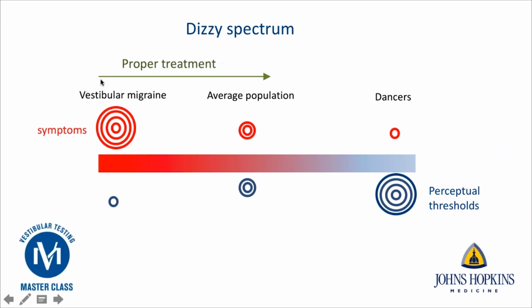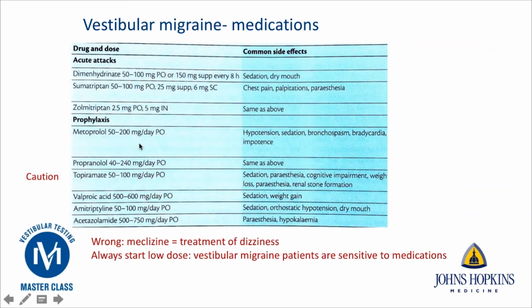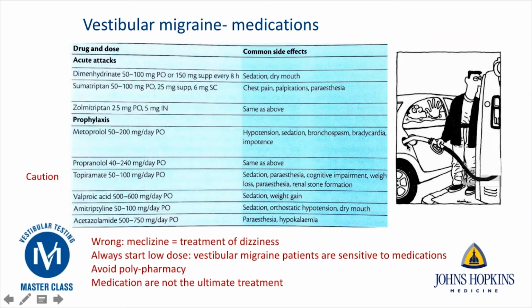And that's where the different components of the treatment come in. Usually different medications are used for acute attacks or to prevent the dizziness in these patients. It's important to keep in mind that medications are not the ultimate treatment in these patients. Some medications like Topamax should be used with caution. Often amitriptyline, propranolol, or metoprolol are used to suppress symptoms in these patients. An important point is that medications should be used at a very low dose, and doctors should avoid polypharmacy. And keep in mind again that medications are not the ultimate treatment.